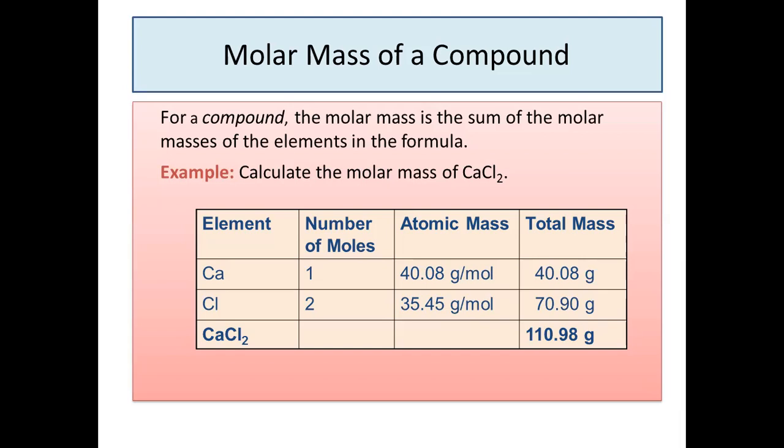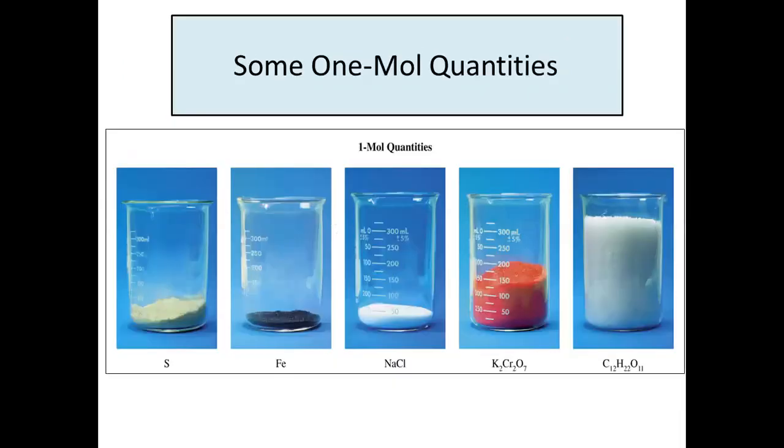So for example, calculate the molar mass of calcium chloride. Here element calcium is in 1 mole, which has atomic mass 40.08 gram per mole. The total mass corresponds to 40.08 gram. While the chloride ions are 2 moles, so each chloride ion has atomic mass of 35.45 grams per mole. So total mass will be 35.45 plus 35.45, equivalent to 70.90 gram. So the overall molar mass of calcium chloride will be 110.98 gram.